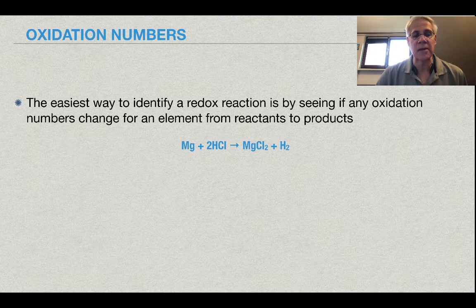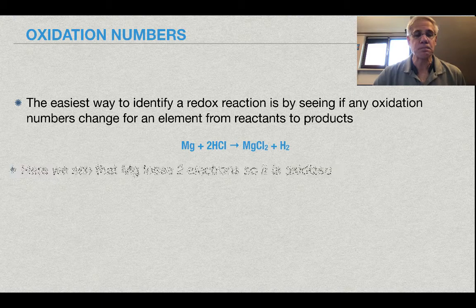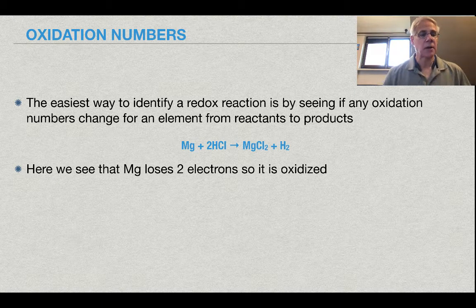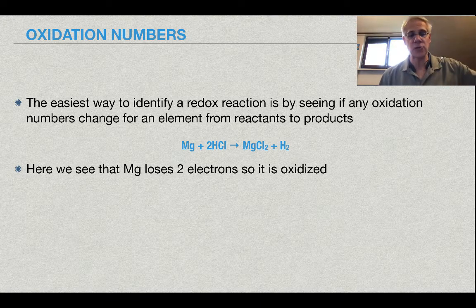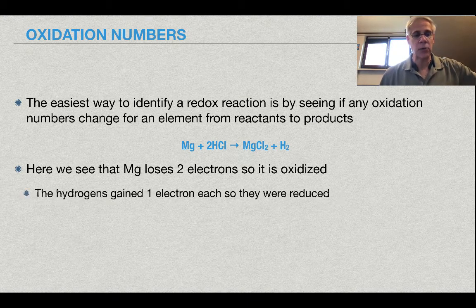We've got magnesium plus 2HCl goes to MgCl2 plus H2. Now we can see that magnesium is losing 2 electrons, so we say that it is oxidized, and we would also see that the hydrogens gained 1 electron, and so they were reduced.